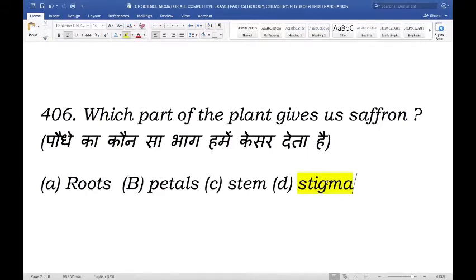The vivid crimson-colored stigma and styles, called threads, are collected and dried, used mainly as a seasoning and coloring agent in foods. Saffron has long been the world's costliest spice by weight, and this is mainly because of how labor-intensive the extraction of saffron is.